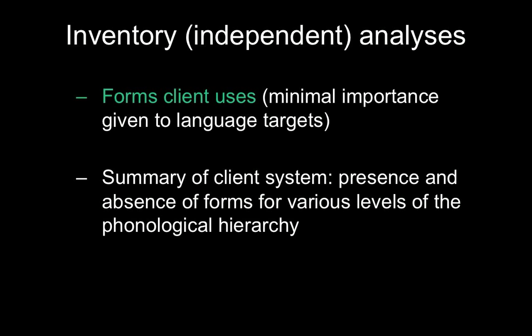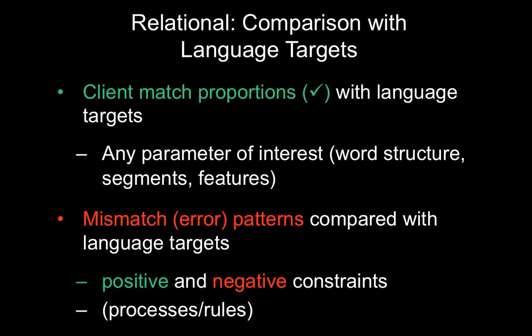We can look at what the person does themselves, the forms they use, and we give minimal importance here to the targets of the language. And then we summarize that system in terms of the presence and absence of forms for various levels of the phonological hierarchy. So this is, what does the person do? We know we might be thinking a little bit about the language target, but we're mostly focused on what do they do. And then there's the relational part where we definitely compare them with the language targets.